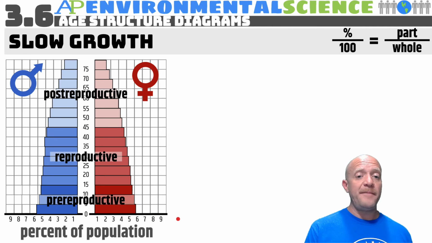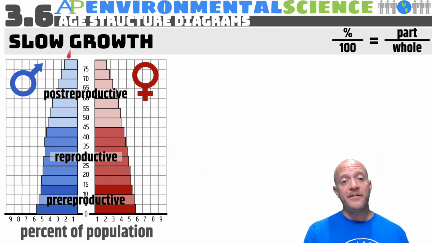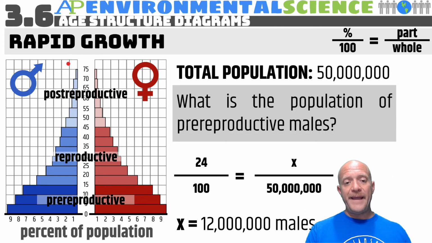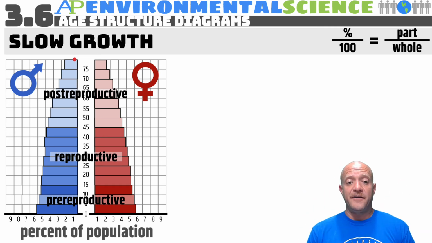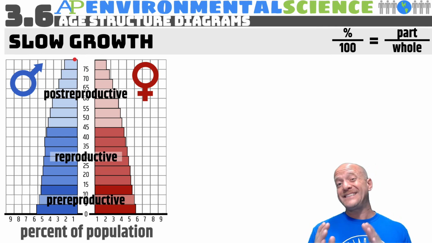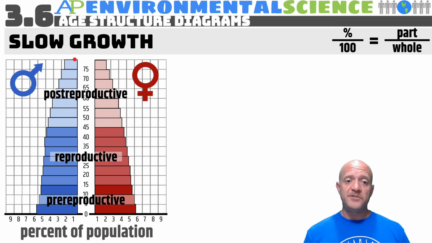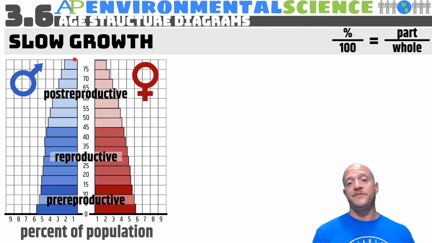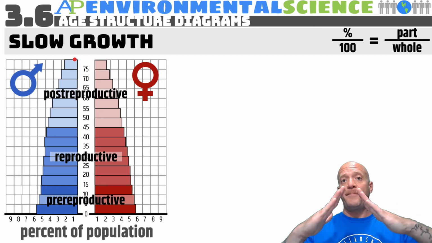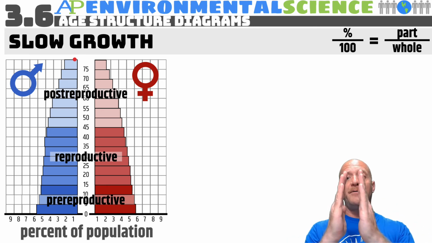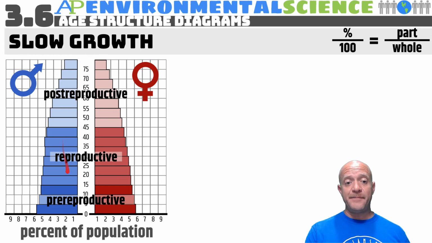So when you have a population that is exhibiting slow growth, the base of the population pyramid is going to be a lot closer in size to the reproductive. So the pre-reproductive group is only going to be slightly larger than the reproductive group, which will be slightly larger than the post-reproductive group. So again, the very wide base is rapid growth. As you get more narrow, you will have slow growth. But since the base is still wider than the other portions, it is definitely still growing.